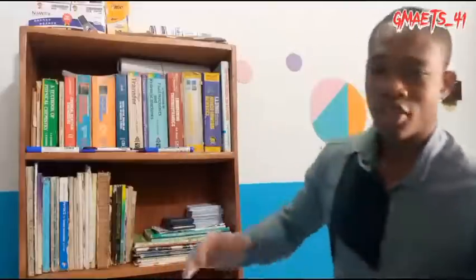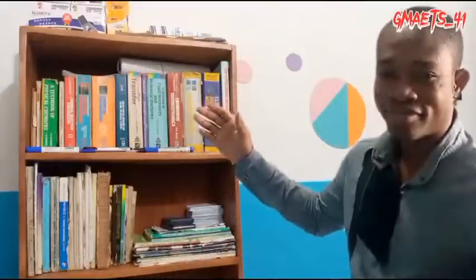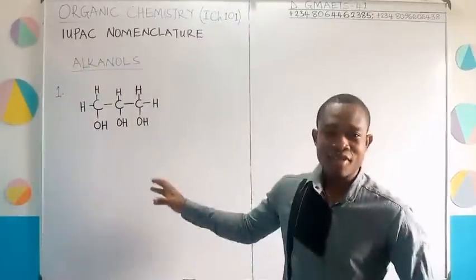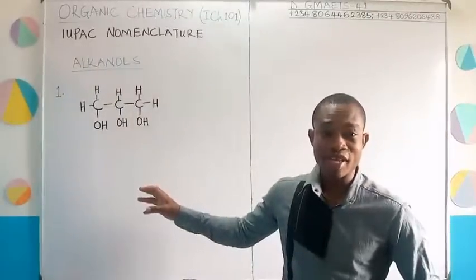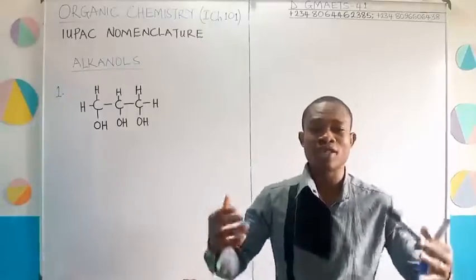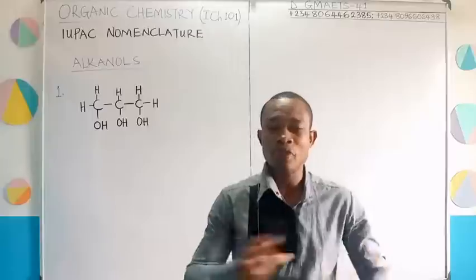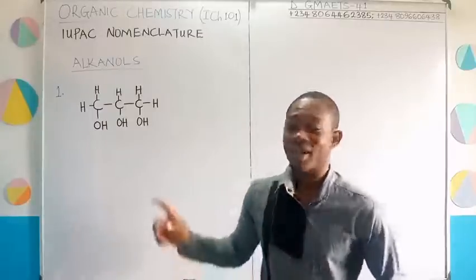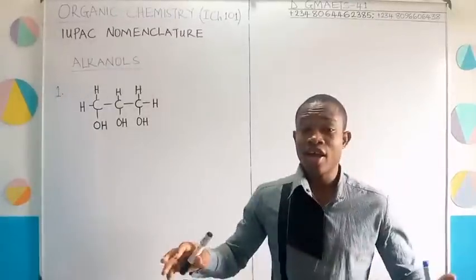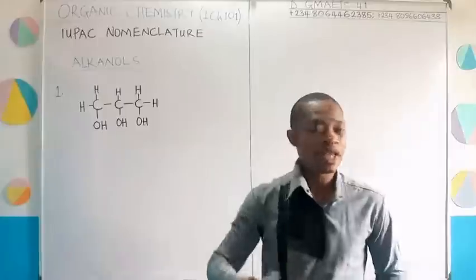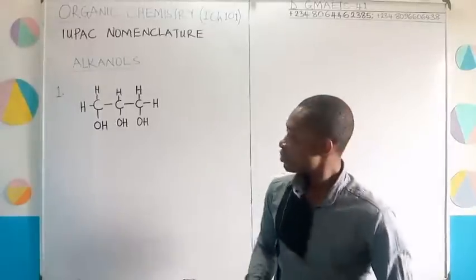We want to learn the IUPAC nomenclature of this structure here on the board. Alright, so this is the first structure given to us to name. And how do we go about it? Remember the usual rule. We have to determine the operating functional group in this structure, because that will help us to know the homolog that this structure belongs to. And clearly the functional group here is this OH. Are you following, right? Telling us that this is an alkanol.